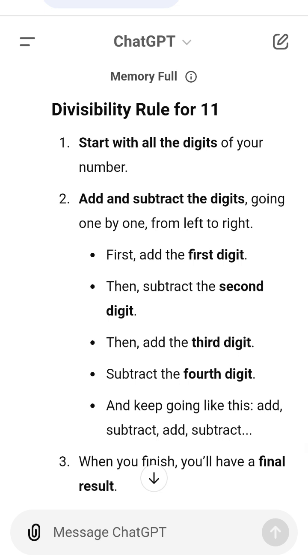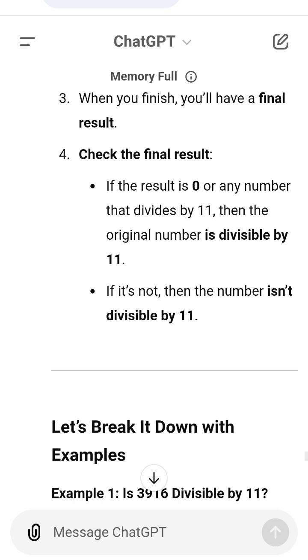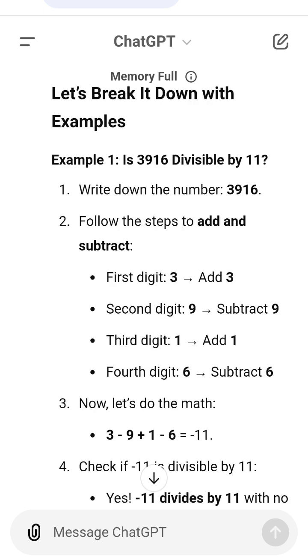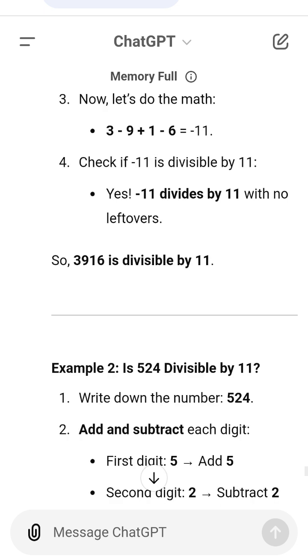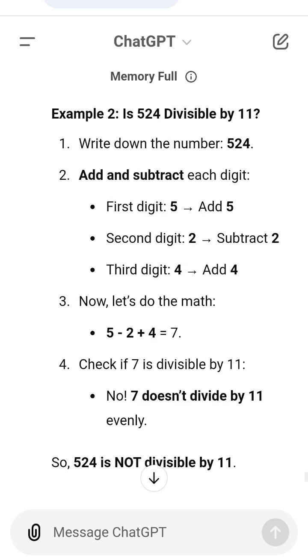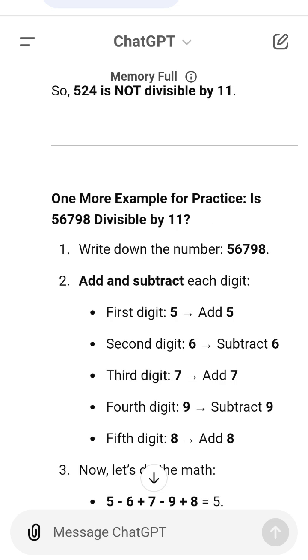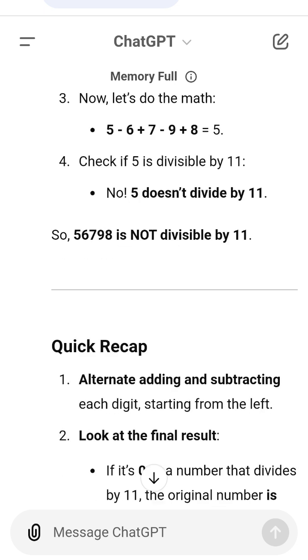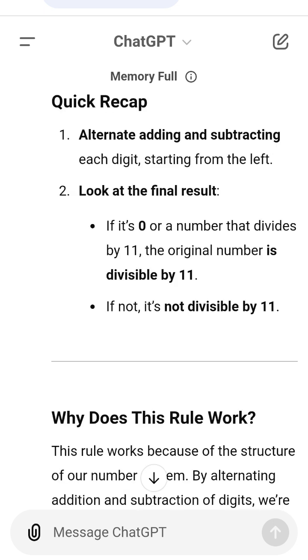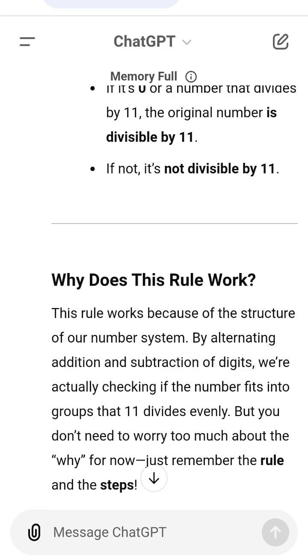Quick recap. 1. Alternate adding and subtracting each digit, starting from the left. 2. Look at the final result. If it's 0 or a number that divides by 11, the original number is divisible by 11. If not, it's not divisible by 11. Why does this rule work? This rule works because of the structure of our number system. By alternating addition and subtraction of digits, we're actually checking if the number fits into groups that 11 divides evenly. But you don't need to worry too much about the why for now. Just remember the rule and the steps.